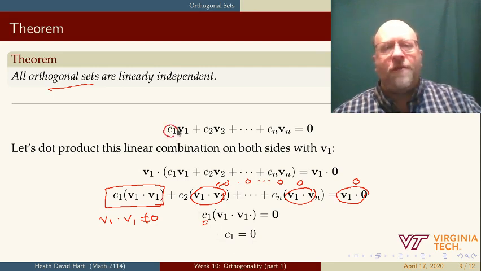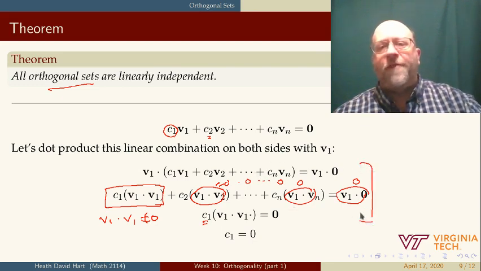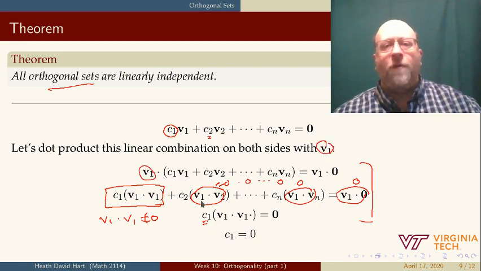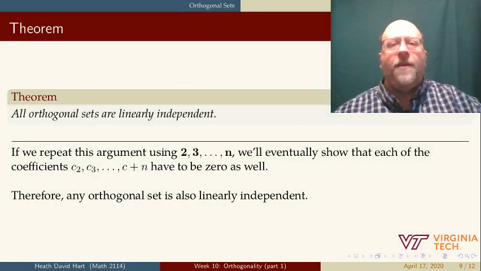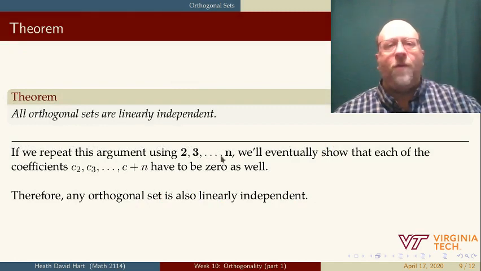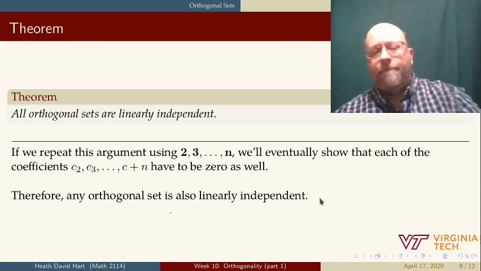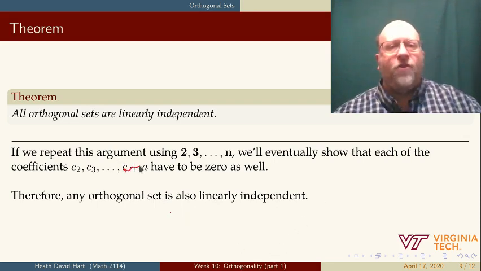So now that we've shown that c1 is 0, how are we going to show that c2 is 0? We're going to go through the same process again, but instead of multiplying by v1, we're going to take the dot product with v2. And then the next time, we're going to take the dot product using v3. We're going to take the dot product with vn. Eventually, every one of these coefficients is going to be 0. Okay? So every orthogonal set is also linearly independent. That, by the way, should be a c sub n, not a c plus n.